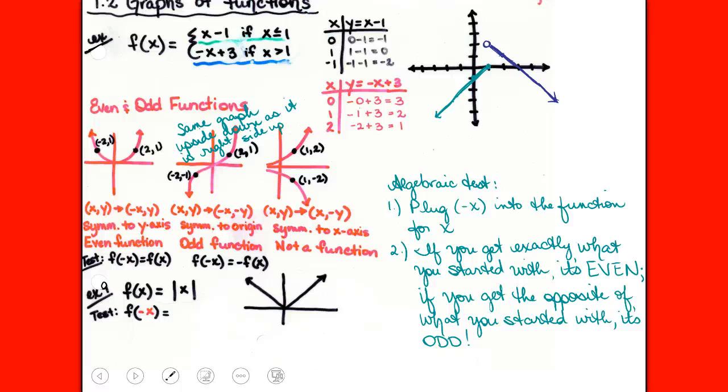All right, so let's look at several examples. Look at example number 9. First off, let's look at it graphically, because we said that was the easier way to determine even, odd, neither. All right? If I'm looking at this graph, what do you think this graph is? Even, odd, or neither?